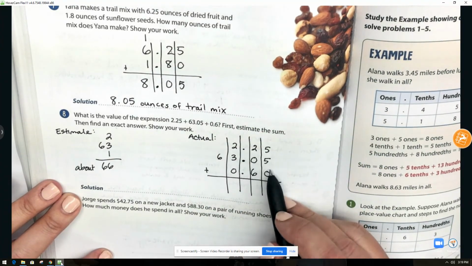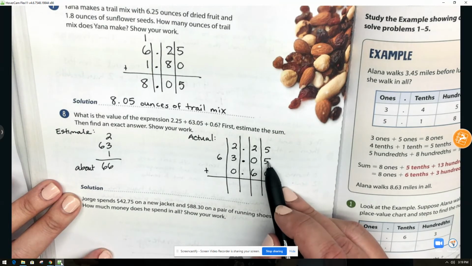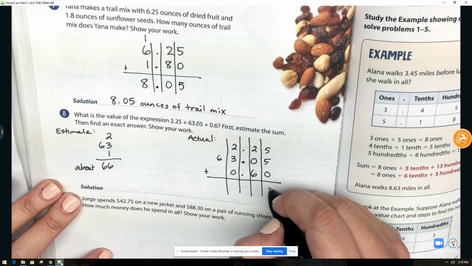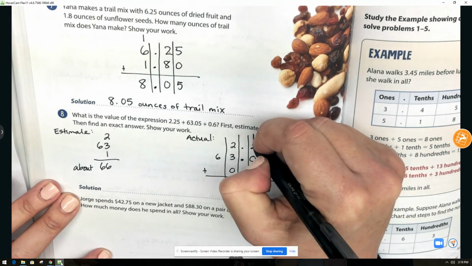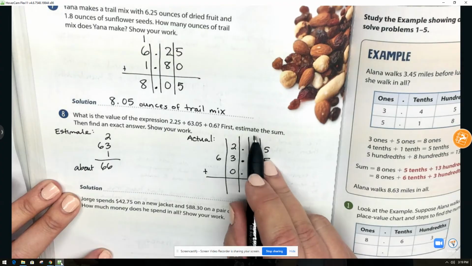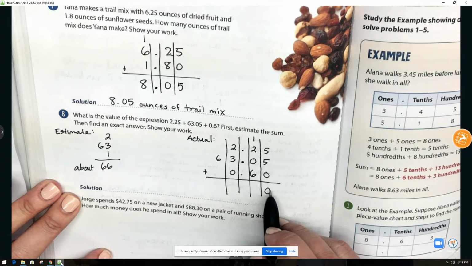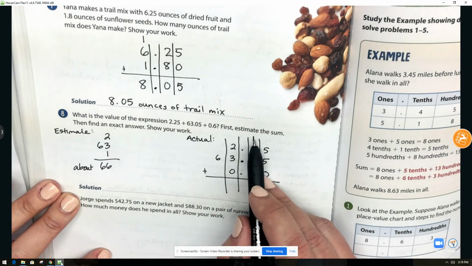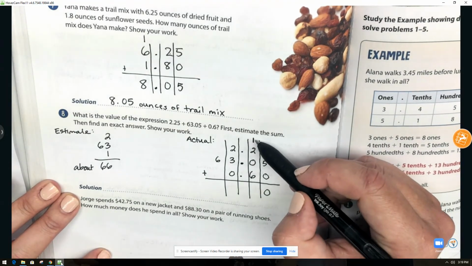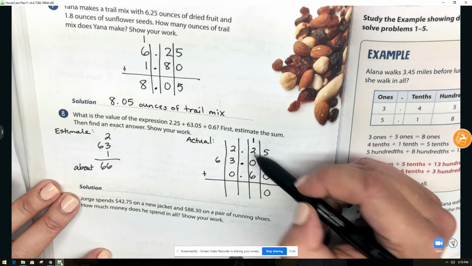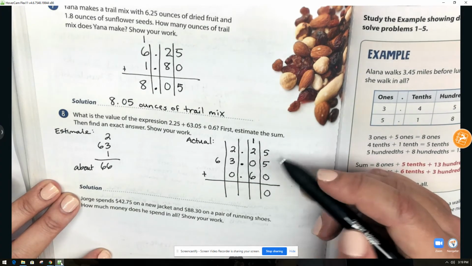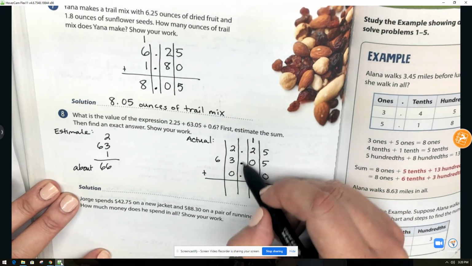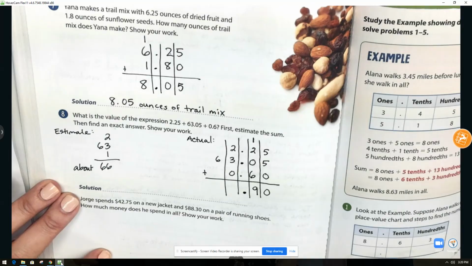So first I'm going to add my hundredths. 5 plus 5 plus 0 is 10. I'm going to need to regroup, so I put my 0 down below, my 1 up top. This 1 represents 10 hundredths that I've regrouped and moved into the tenths place, because 10 hundredths is 1 tenth. Then I'm going to add my 1 plus 2 plus 6. That equals 9. Then I bring my decimal straight down. Don't forget to do that step.